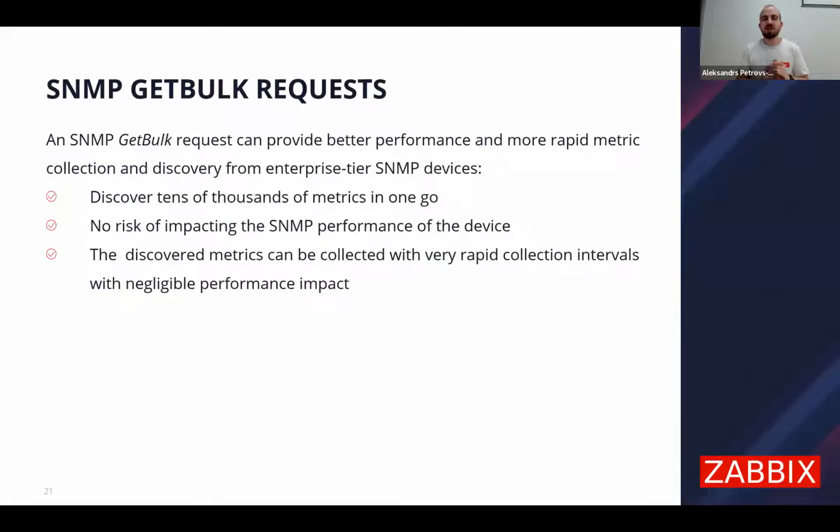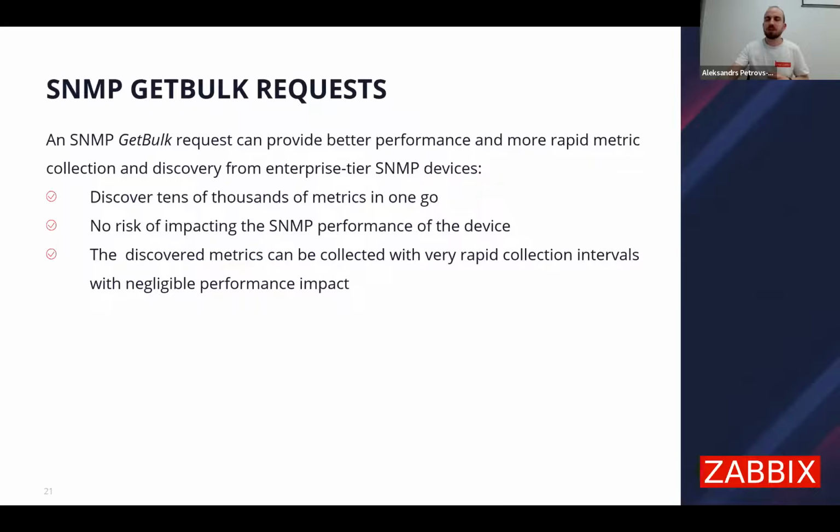So now you can basically discover tens of thousands of metrics in one go without worrying about delayed data, or, for example, impacting the performance of the devices, because with the previous bulk request approach, again, it wasn't bulk, but it was sending requests in bulk, and some devices were not very happy about getting a lot of requests at the same time, even though they contain a lot of metrics. So again, now with the get bulk, that should be solved, and this should happen a lot faster and more efficiently.